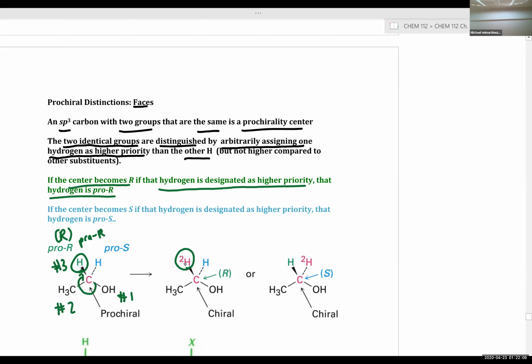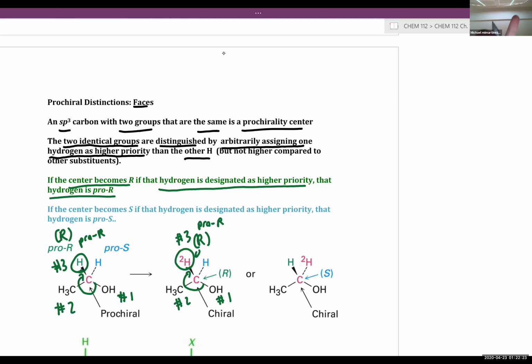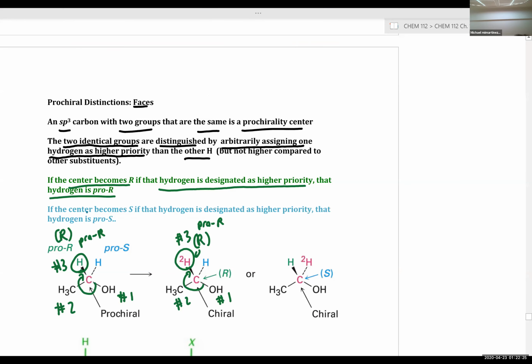So we assign this one as higher priority than the other. We do our typical priority assignment. We see a clockwise rotation, so this would be a pro-R hydrogen. Likewise, if the center becomes S, if that hydrogen is designated as higher priority, the hydrogen is pro-S.